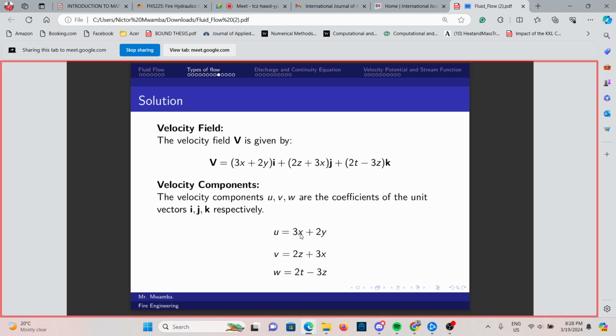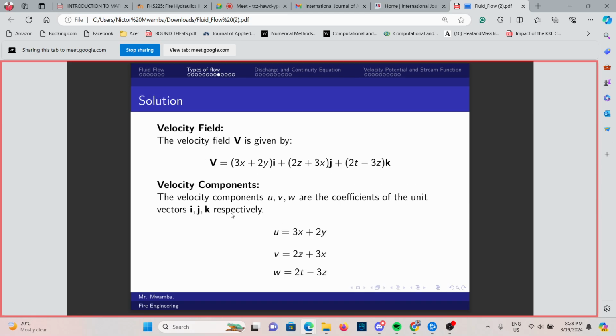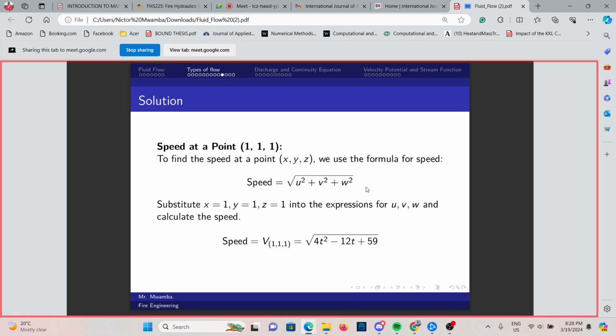Put a 1 on x, a 1 on y, and a 1 on z. The t has not been given. According to the question, we don't know the value of t, so we're not going to put anything there. But on the minus 3z, we're going to put a 1 for z, and then square each and every one of them. You end up with this equation under this root: 4t squared minus 12t plus 59.